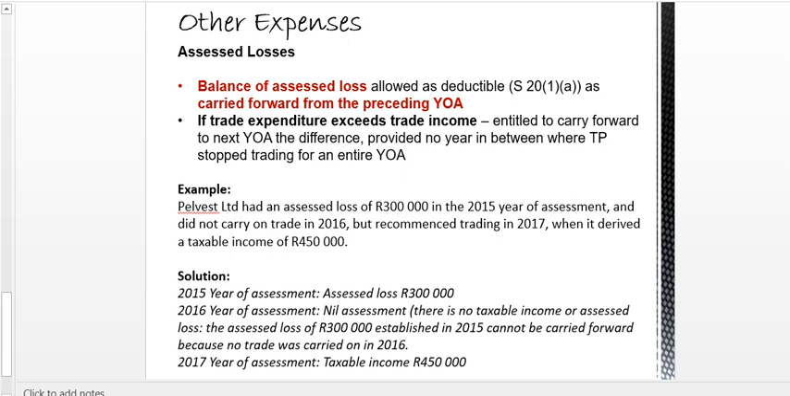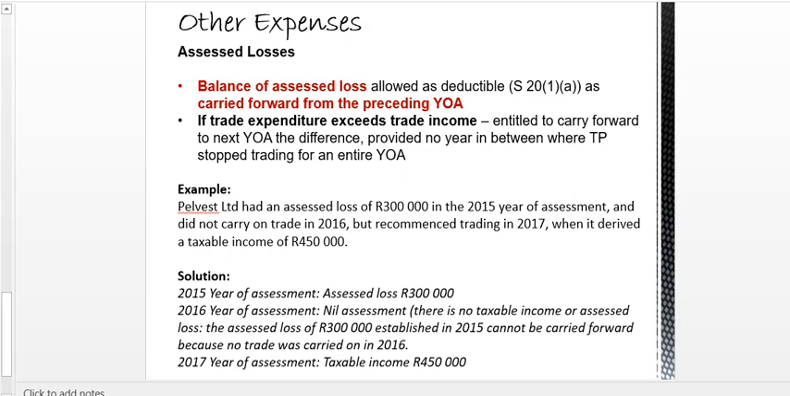In 2015 you made an assessed loss of 300,000 Rand. In 2016 there was no loss because you did not trade. But in 2017 you made a taxable income of 450,000 Rand. But because during the previous year of assessment you did not trade, you didn't have any losses, you may not add back or subtract the assessed loss, that 300,000 Rand. Okay.